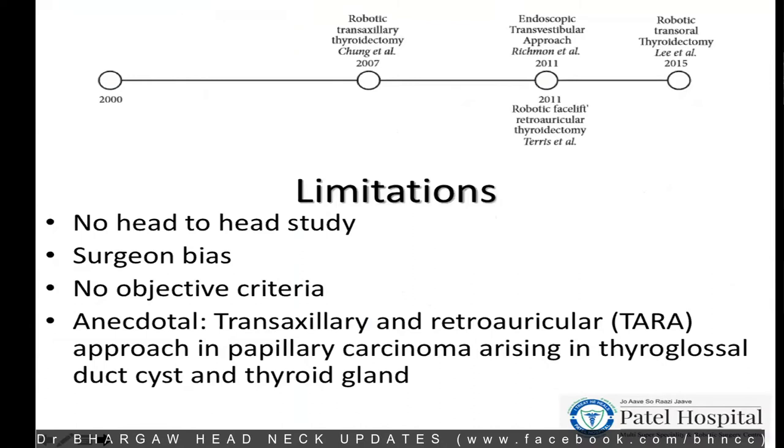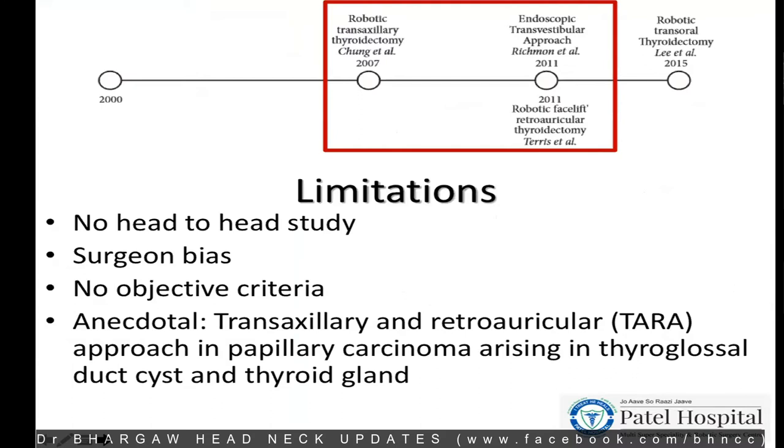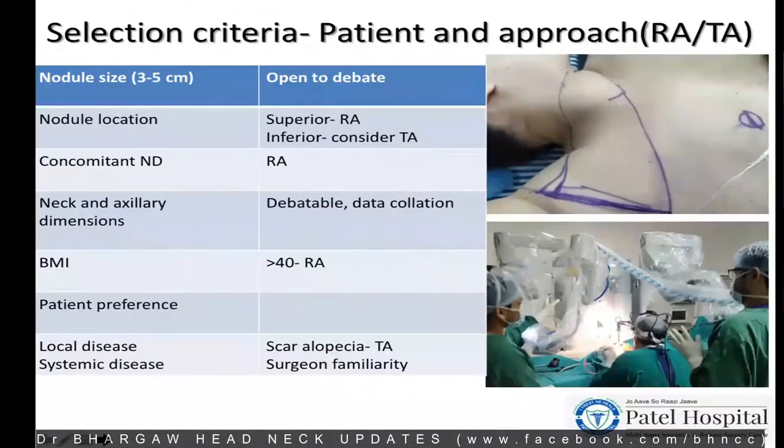Remember that there are limitations to this literature, and we'll be the first ones to admit that. In the time period that transaxillary thyroidectomy and retroauricular thyroidectomy came about, there is no head-to-head study between the two. So you don't really have objective criteria that help you pick between one and the other approach. It's largely based on surgeon bias. And there's anecdotal data of using both of them in a case, but for the most part, you end up using one versus the other.